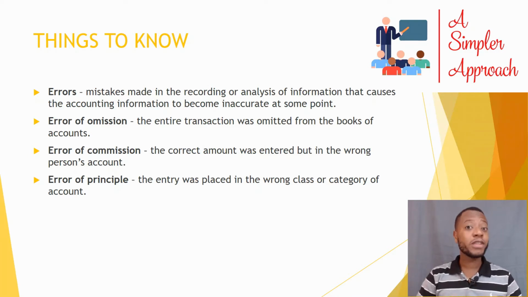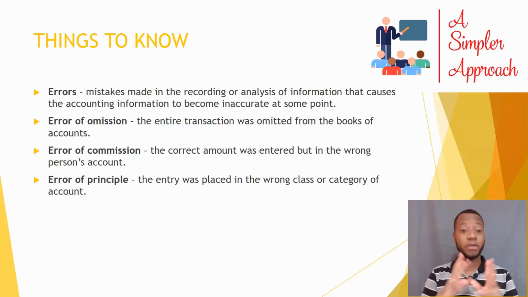We're laying the foundation here. We're getting an understanding of what these errors are. Number four, the error of principle. This is where the error is placed in the wrong class or wrong classification of account. Remember them as we go along. We have error of omission, error of commission, and error of principle.